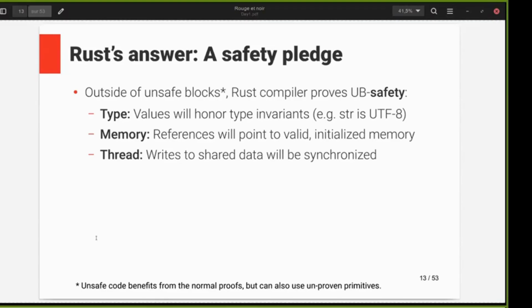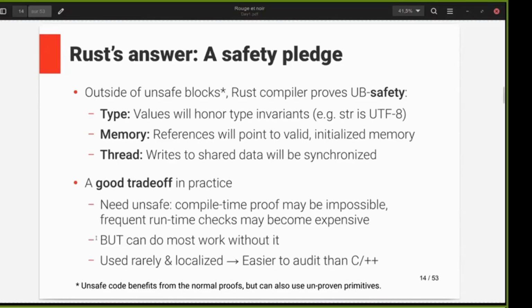Second, we have memory safety, which means that any reference you hold to memory has to point to memory that is valid, that contains a valid value of the type, that is initialized. And third, we have thread safety, which means that anytime in a multi-threaded program, you have one thread writing to some shared data structure, you have a guarantee that there will be no other threads concurrently writing or reading to this data. That's a good compromise in practice. We do need to have some sort of unsafe blocks escape hatch, because proving all of these things at compile time may be impossible in some contexts. For example, if you're doing embedded programming or operating system development, you cannot prove sometimes that nothing else holds a reference to some piece of memory.